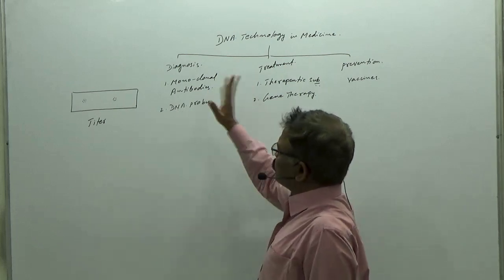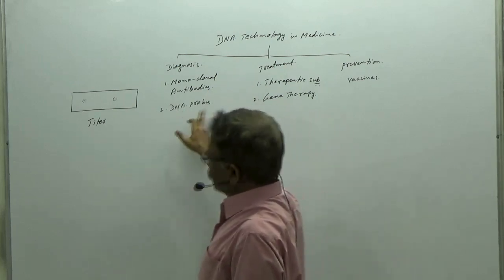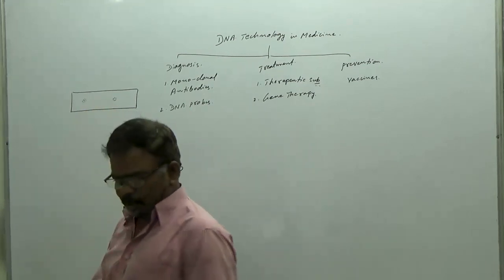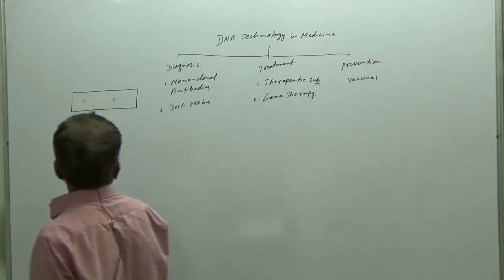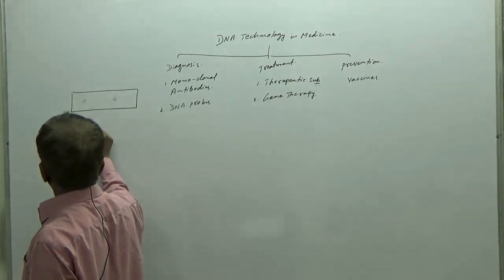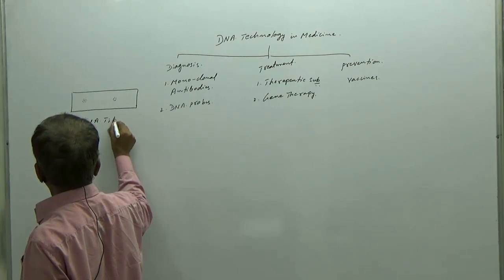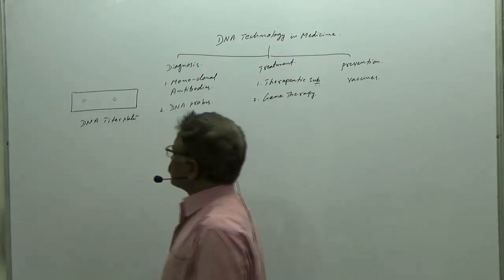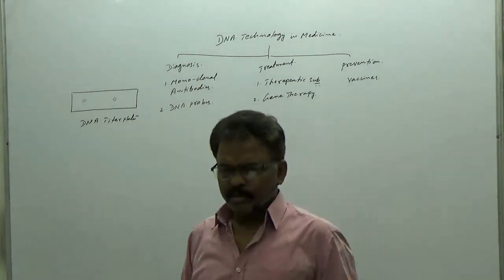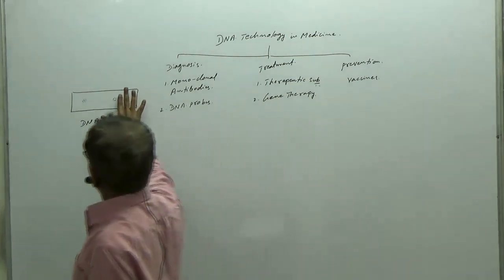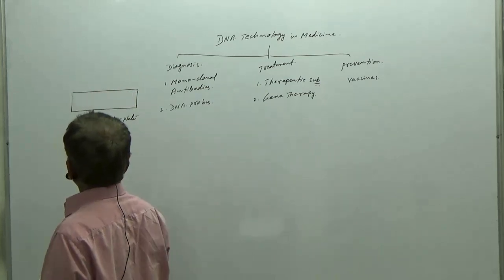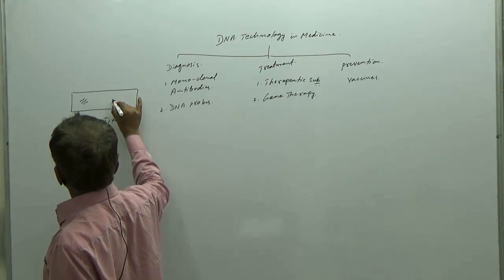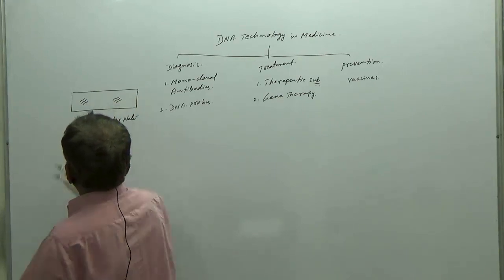That is monoclonal antibodies. Now, DNA probes. What are these DNA probes? This is also a titer plate, but this is a DNA titer plate. Here, not antigens; single thread DNA pieces are attached, fixed.